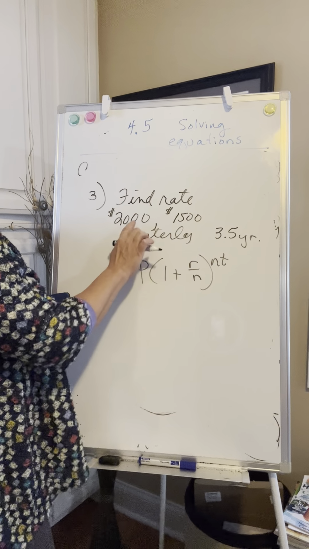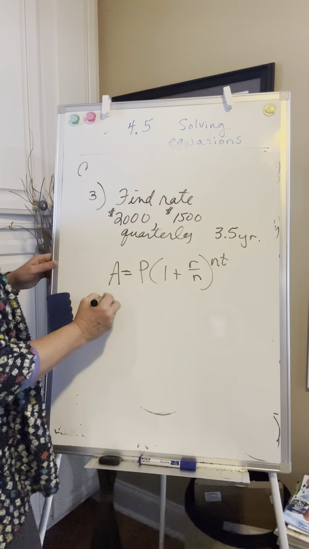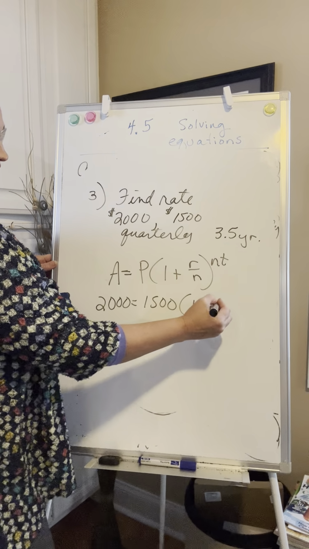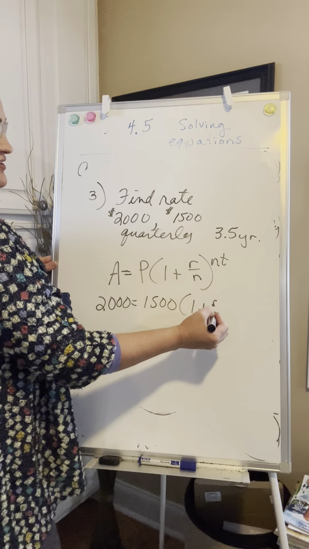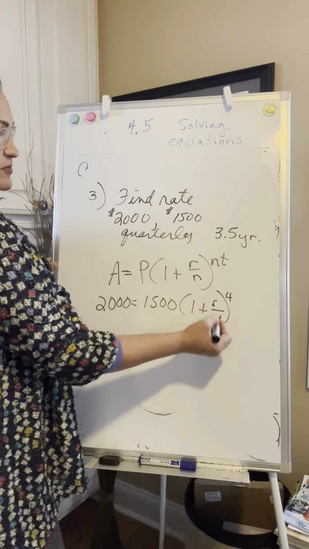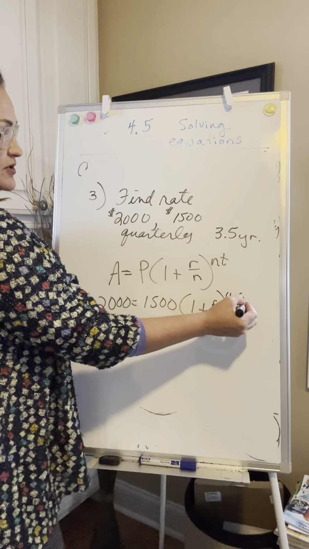1,500 is the principal, and 2,000 is what we want it to grow to. So let's plug in all our players. And, oh, rate is unknown, leave it R. And then divide it by quarterly 4. You use that in both places. And then time is 3.5 years.